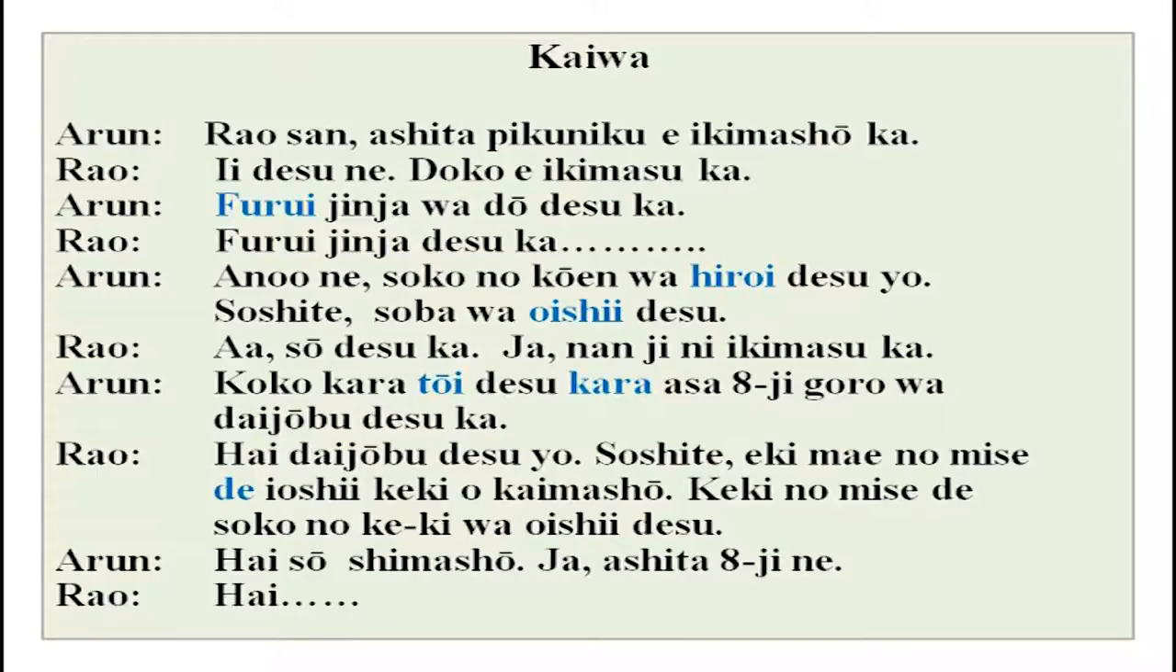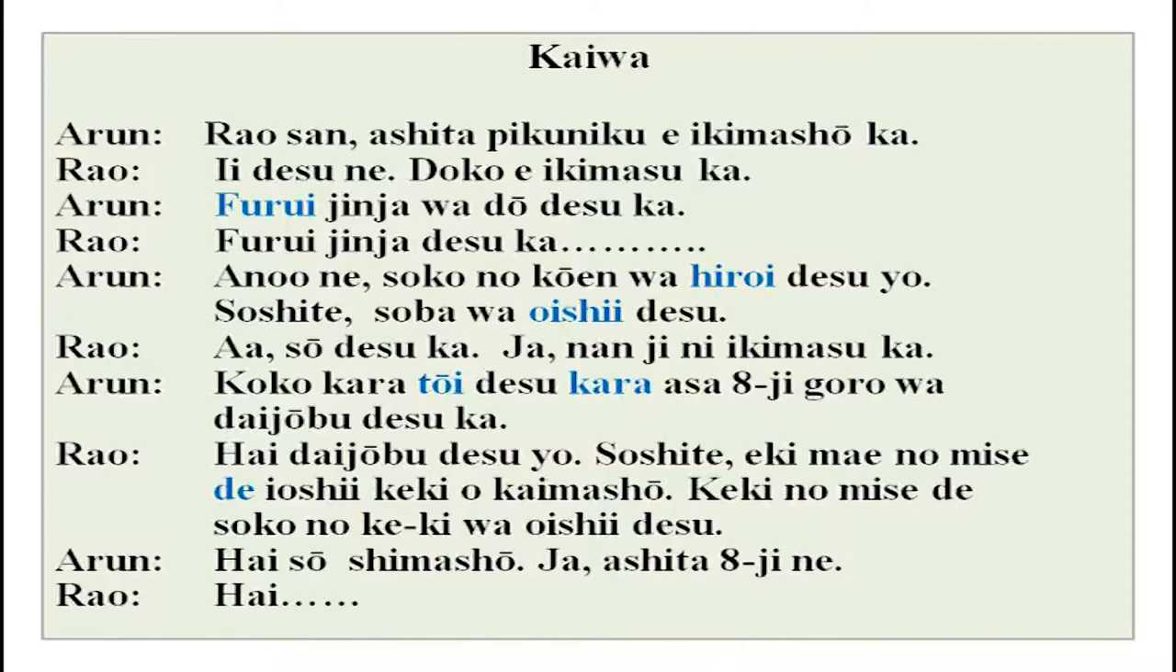Well, how much did you understand? Were you able to catch some adjectives here, I adjectives? I will read it out now and explain whatever is new. Arun-san to Rao-san. Rao-san, ashita picnic e ikimashou ka? Ii desu ne. Doko e ikimasu ka? I am sure this much is understood.